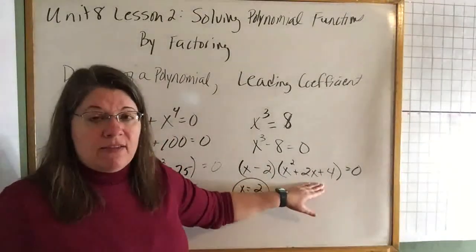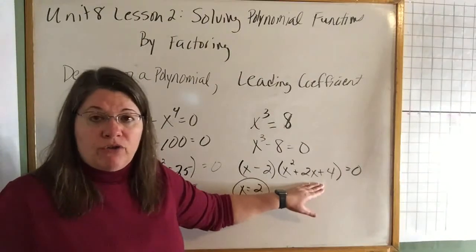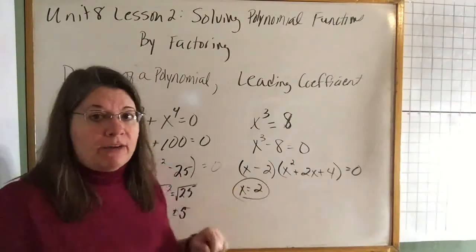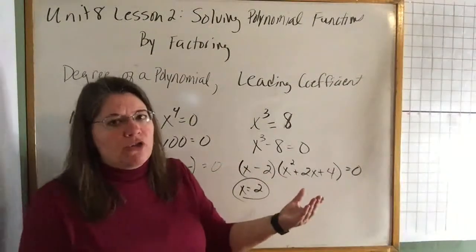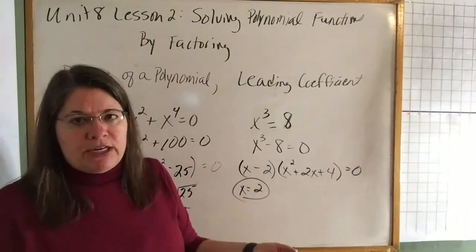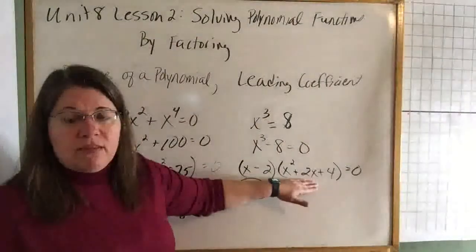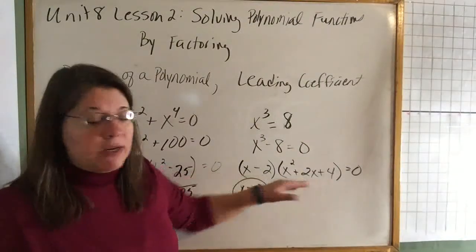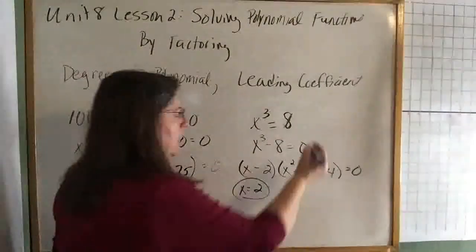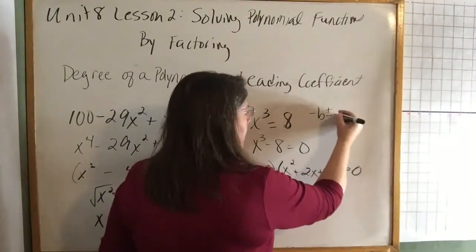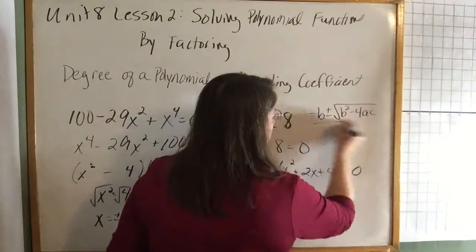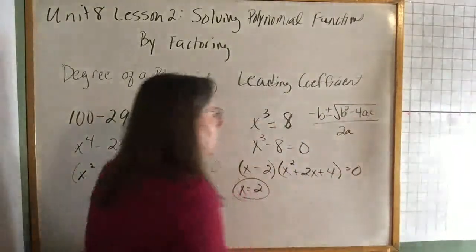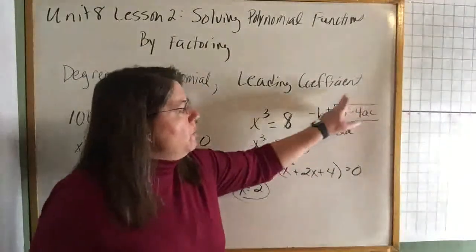I could use completing the square. I could use the quadratic formula. I'm going to use the quadratic formula because that is something that always works. Completing the square always works too, but sometimes the numbers get pretty difficult. So since quadratic formula always works, that's what I'm going to do. So the quadratic formula is negative b plus or minus the square root of b squared minus 4ac all over 2a. And remember, what's underneath the square root was the discriminant.